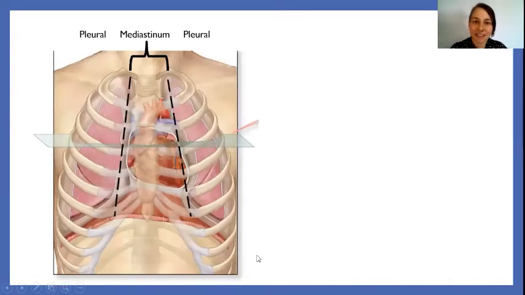We have several cavities in our chest. They're divided up into the pleural cavities that hold your lungs. And then in the middle is the mediastinum cavity. This cavity holds your heart.